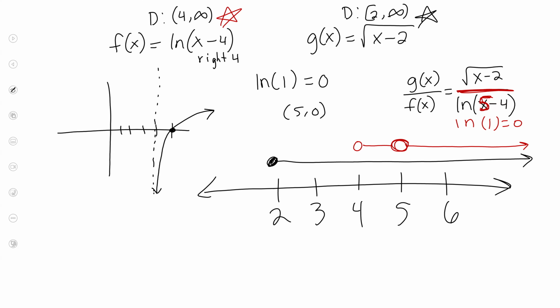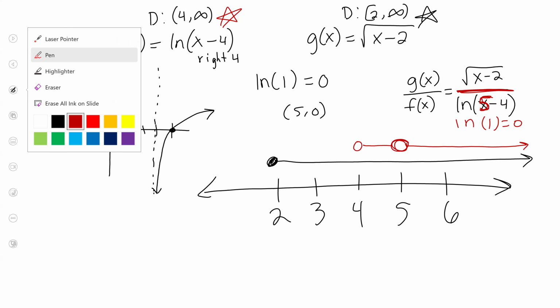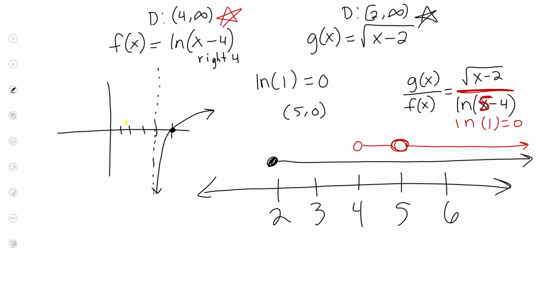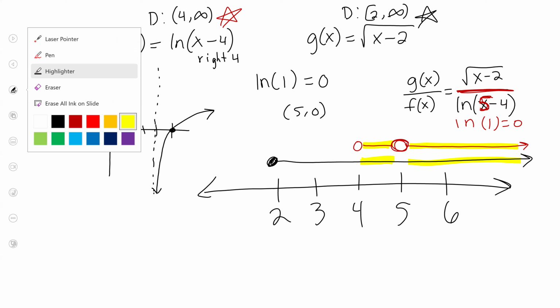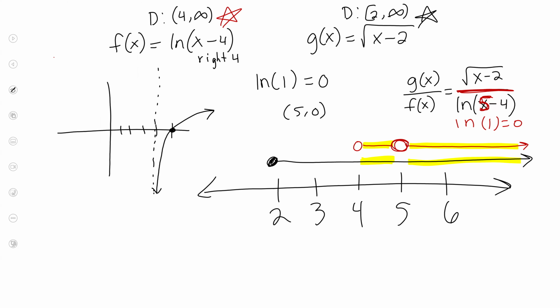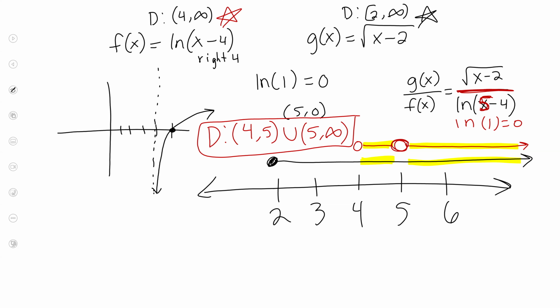So our domain, let's see where it overlaps. And listen to my voice. It overlaps right here between 4 and 5, doesn't it? It also overlaps after 5. Okay, so our domain, let's write this down together. Our new domain, I'll write it right here. It goes from 4 to 5, and then 5 to infinity. And these should not be brackets because we cannot include 4. You cannot include 5.